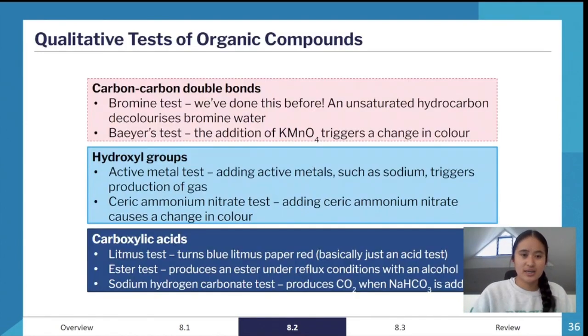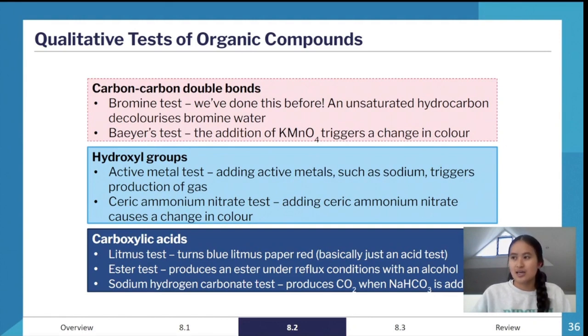So first, qualitative tests of organic compounds. This is just how to determine different functional groups and different bonds. So the carbon-carbon double bond, it's the bromine test. We know this one. It will decolorize bromine water. That's the main one you need to remember.